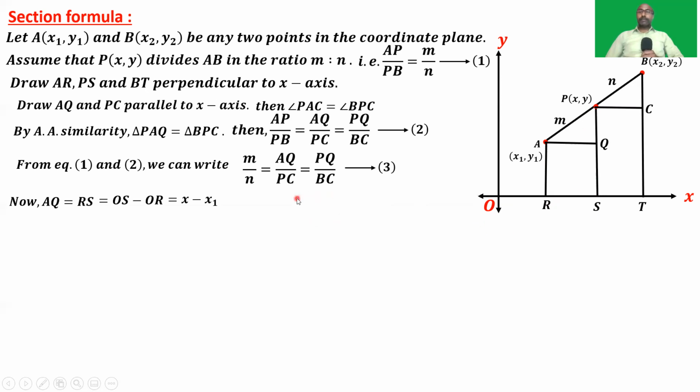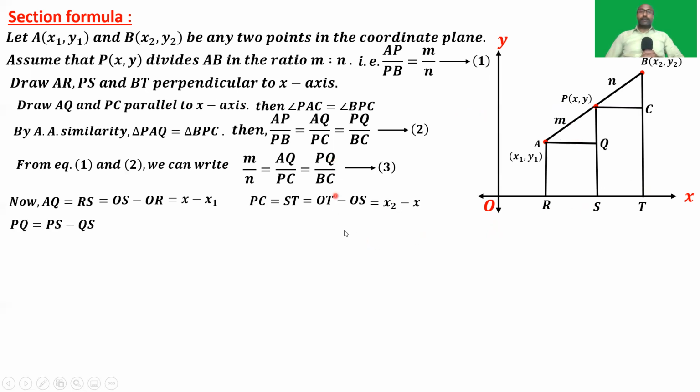Similarly, PC is equal to ST, and ST is equal to OT minus OS, isn't it? OT is the distance from B to the y-axis, which is equal to x2, and OS is the distance from P to the y-axis, which is equal to x. So it can be written as x2 minus x.